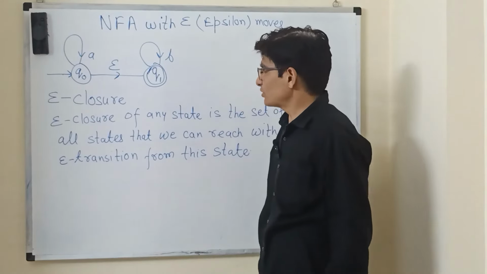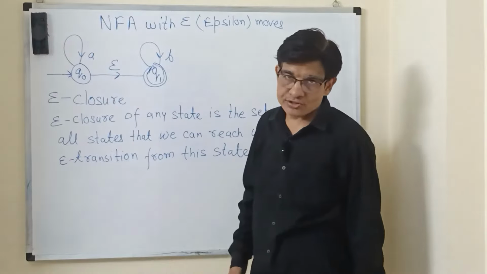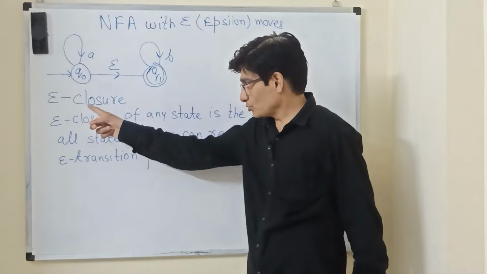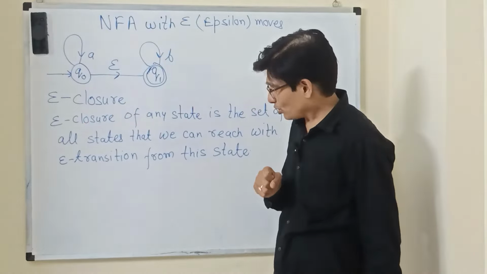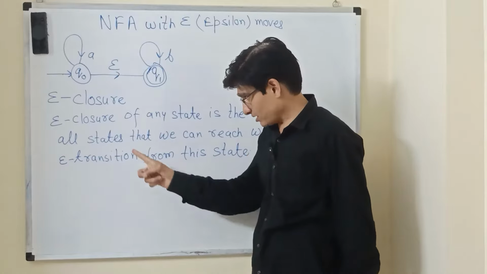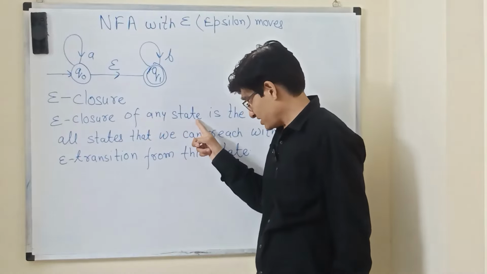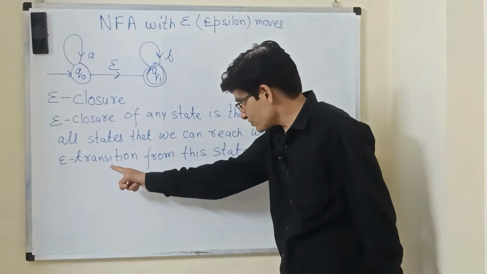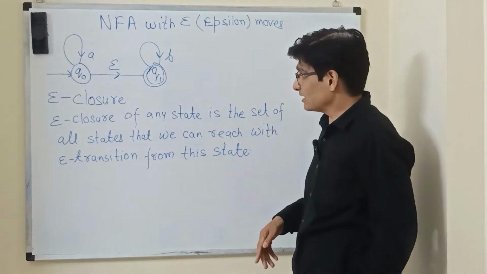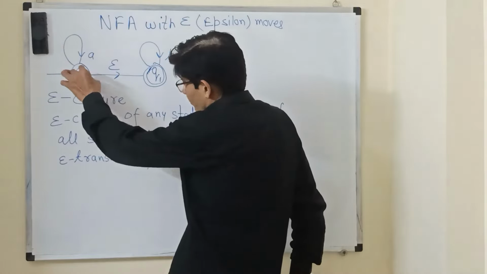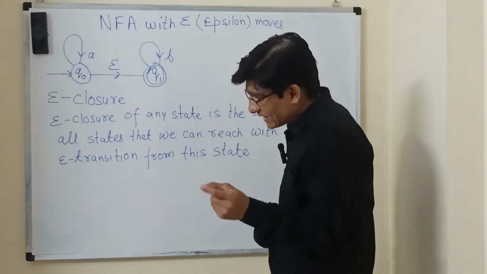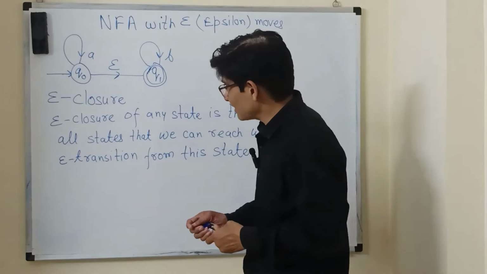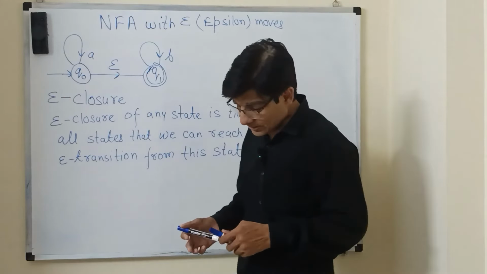So friends, for converting this NFA with epsilon move to NFA without epsilon move, we need to use epsilon closure. Now, what is epsilon closure? Epsilon closure of any state is the set of all states that we can reach with epsilon transition from this state. That means from Q0, how many states we can reach from Q0 with the help of epsilon transition. So that would be the epsilon closure of Q0.